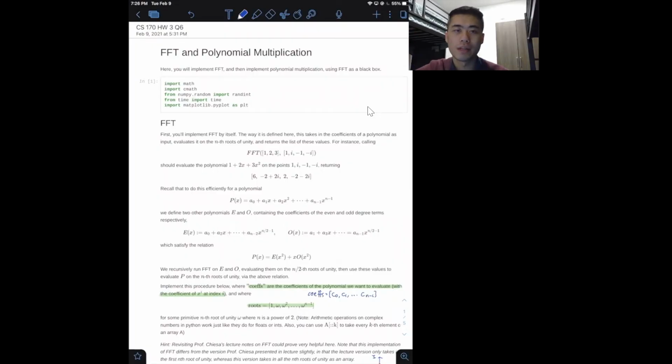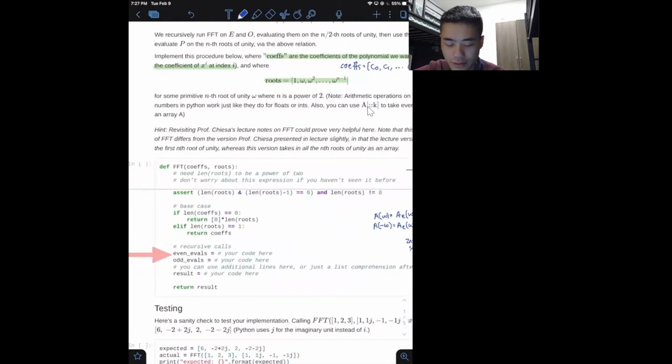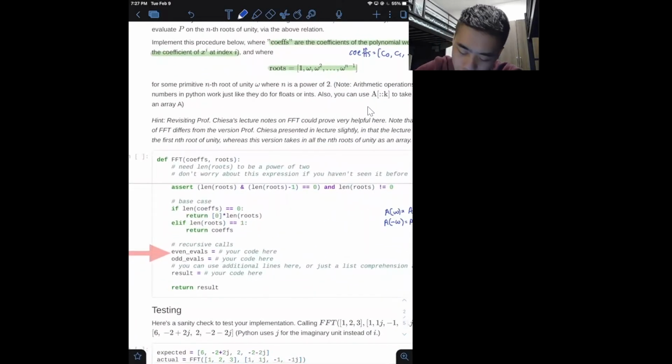My name is Frank, and today I'll be going over how to do CS170 Homework 3, Question 6. So this problem is about implementing the FFT algorithm in Python. And the first thing we need to code is this FFT function, which takes as input a list of coefficients for our polynomial of interest, as well as a list of the roots of unity at which we want to evaluate our polynomial, okay?